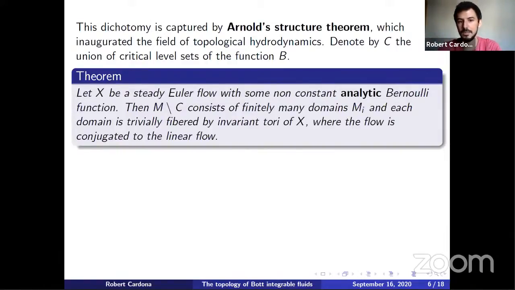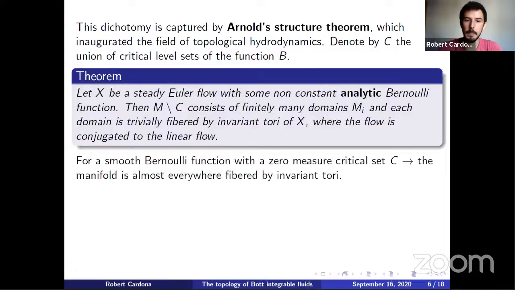So that basically, once you take out this Bott set, your manifold is trivially fibered by invariant tori. So it looks somehow like an integrable system in symplectic geometry. Okay, and this is what is written in here. And you can even say more, that the flow is conjugated to a linear flow in each torus.